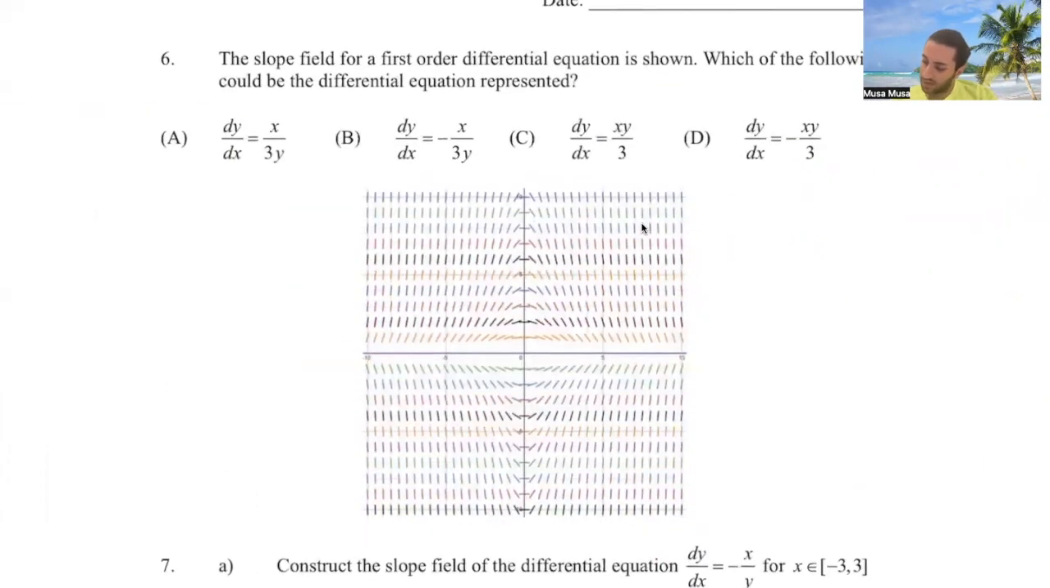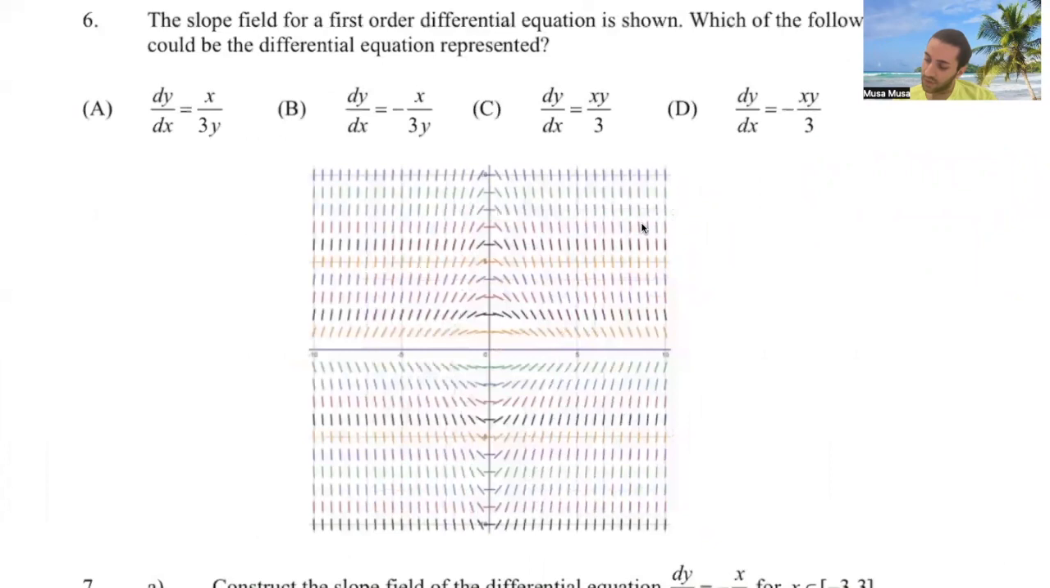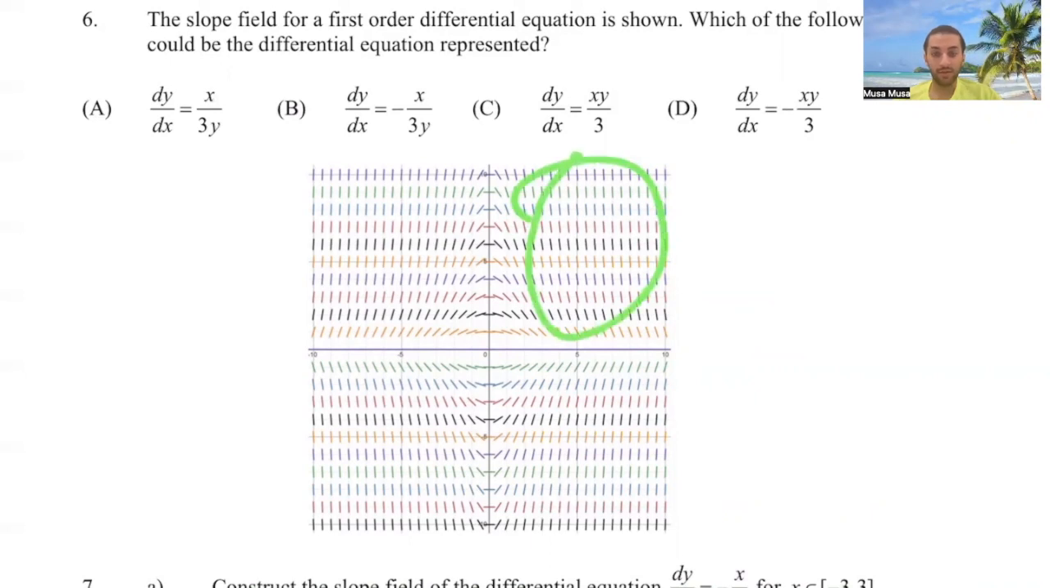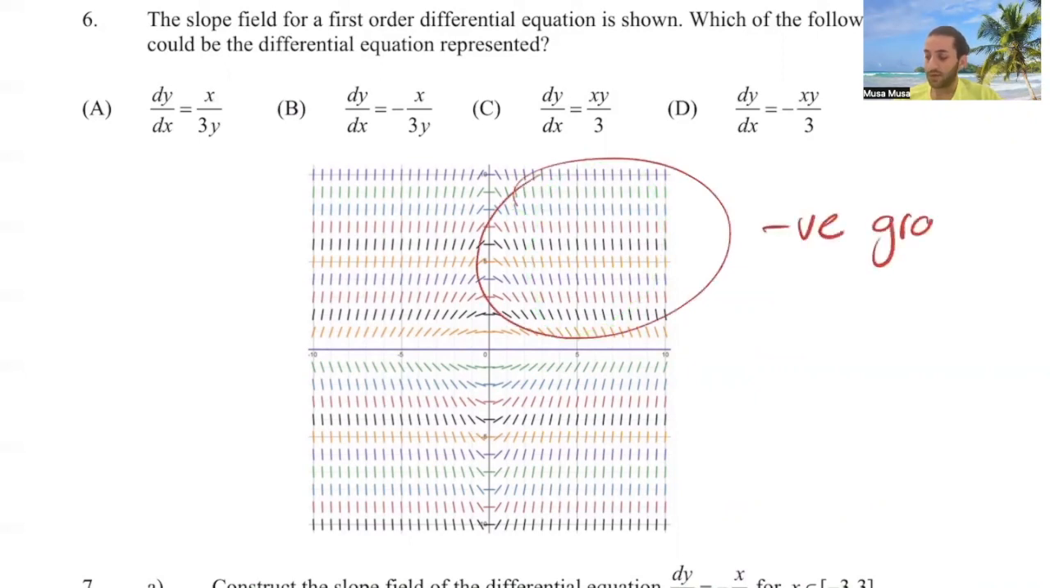How about here? The slope field for a first order differential equation is shown. Which of the following could be the differential equation represented? Have a go, people. Okay, now that you've had a go, let's discuss. I want you to think about one of the quadrants. Let's think about this first quadrant. The gradients are negative, aren't they? So here, negative gradients.